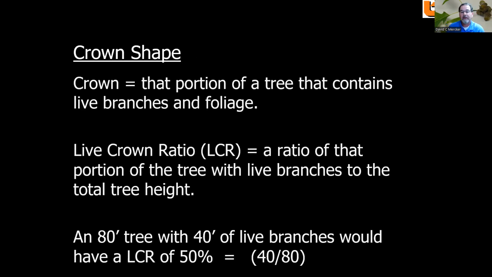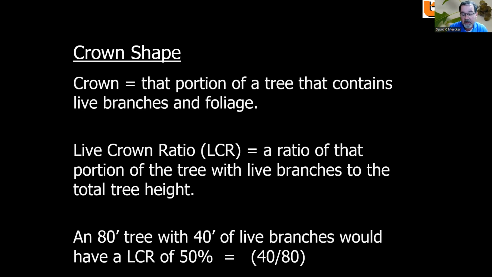As you might understand, crown is that portion of a tree that contains live branches and foliage. So we've got the trunk and then the living branches up there. Oftentimes, I'll refer to what's called the live crown ratio when I'm meeting with homeowners or even forest landowners. And LCR, live crown ratio, is that ratio of that portion of the tree with living branches to the total tree height. So in other words, if we have an 80-foot tall tree and 40 foot of that is in live branches, then it would have a live crown ratio of 50%.